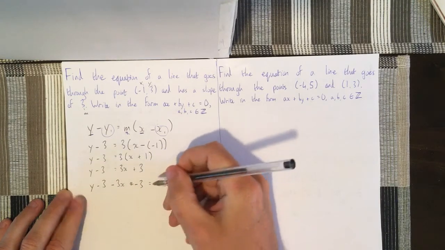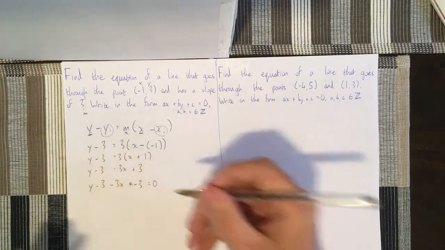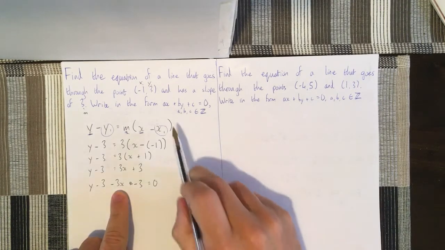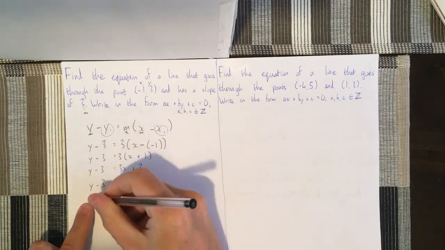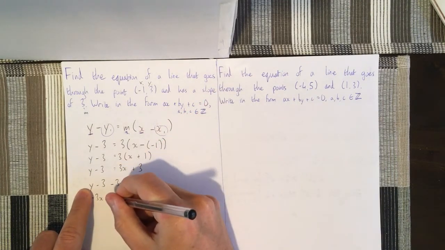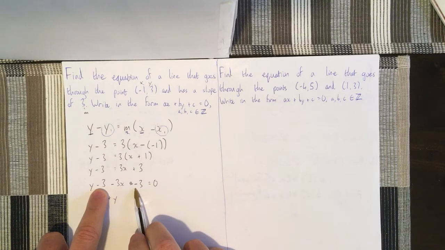And then I've moved everything from the right-hand side. So I'm left with nothing on the right-hand side, or 0 on the right-hand side. So let's just write this the exact way they want. They want the x first, so minus 3x. Then the y, so plus y. And then minus 3 minus 3.